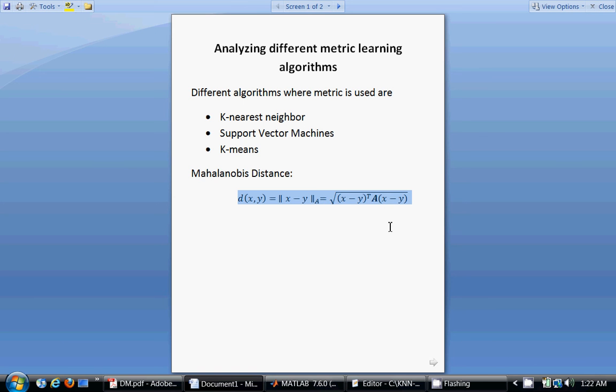And these algorithms try to find the matrix A by using some objective function and some constraints. One such algorithm is Xing's algorithm, which tries to maximize the sum of the distances between dissimilar classes while putting a constraint on the sum of distances between similar classes.